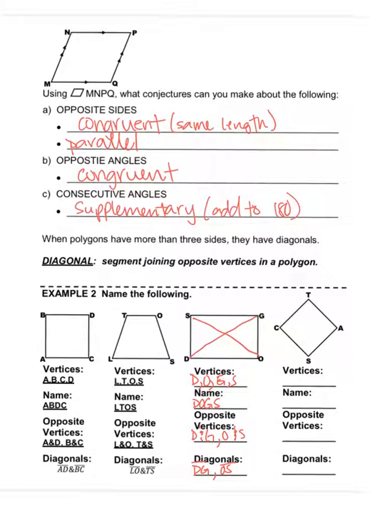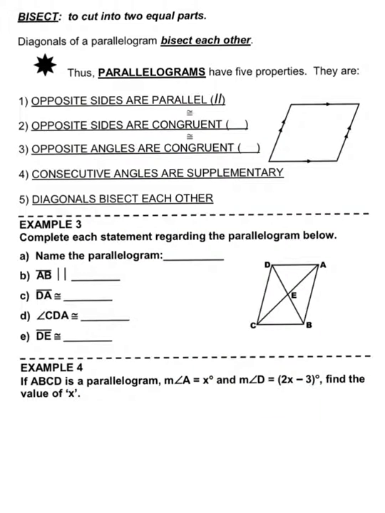Then I'm going to skip this last one, but same idea as this one here. You're just going to name them based off the information. Alright, so the last property that we're going to go over is diagonals bisect each other. So what that means is whenever we draw the diagonals in a parallelogram, this piece and this piece would be the same length, and then this piece and this piece are going to be the same length. But this one and this one here are not the same length, so just be careful with that.